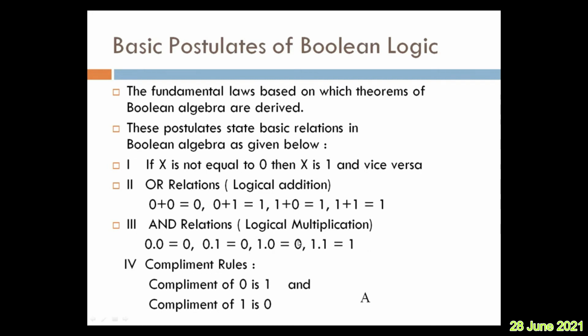That is the AND relation. And the complement rules: complement of 0 is 1 and complement of 1 is 0. The same thing: if x is not equal to 0, it must be 1. If x is not equal to 1, then it must be 0. That is what we call the complement rules, where complement of 0 is 1 and complement of 1 is 0.